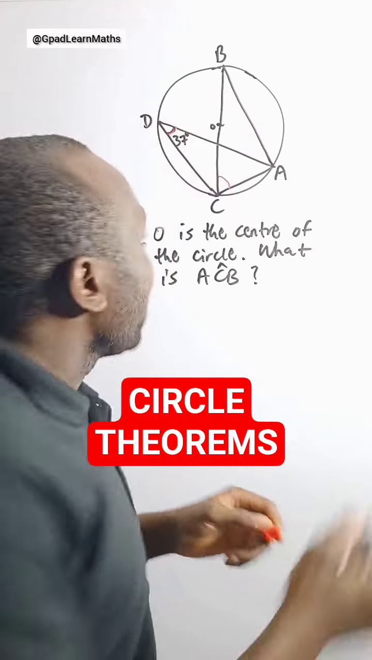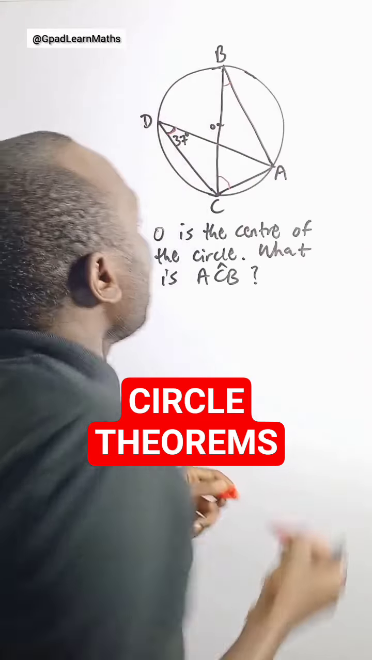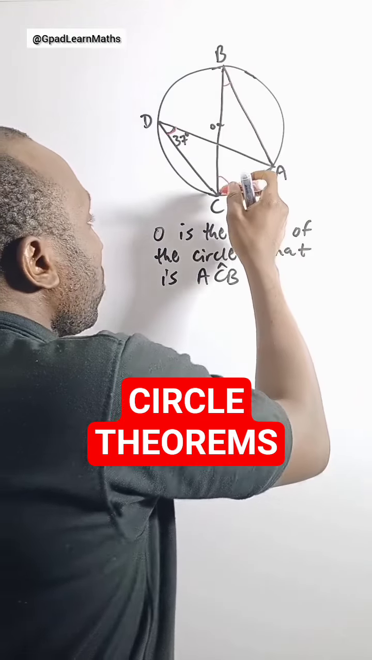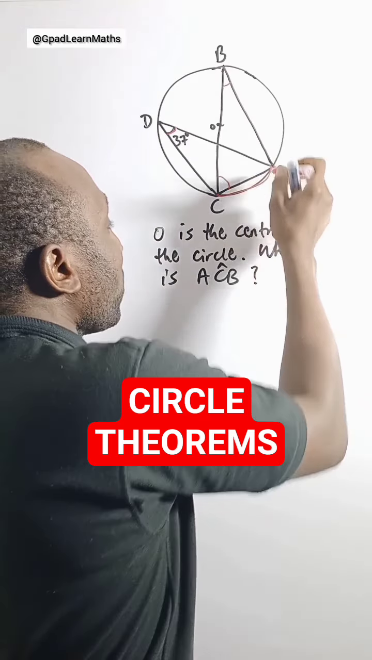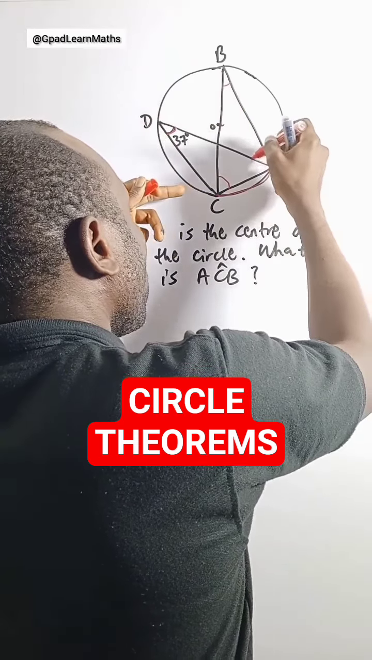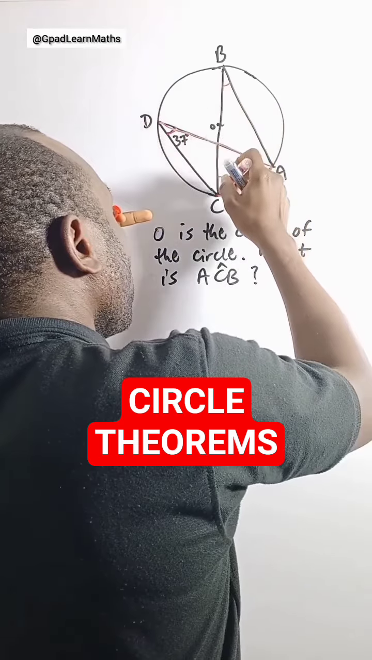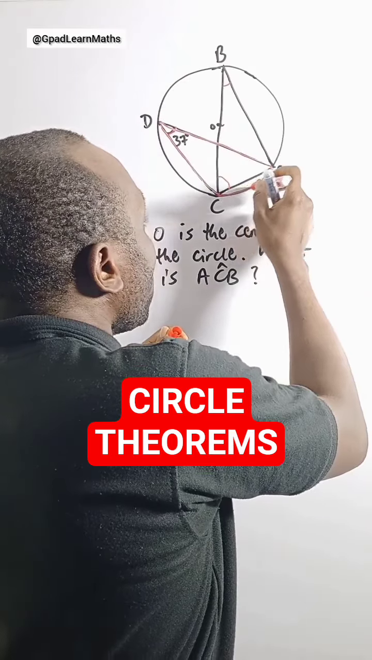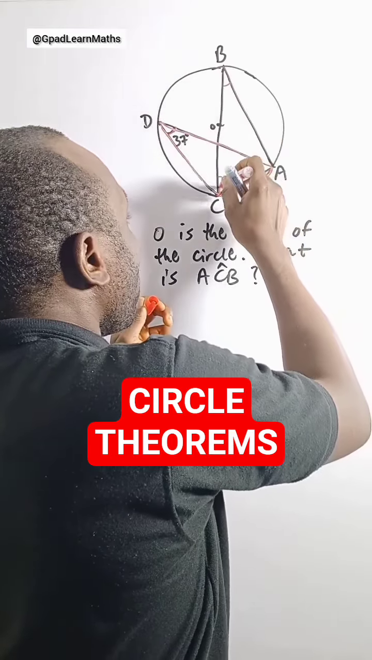Do you know that this is also 37 degrees? Let me show you how to know angles in the same segment. Look at this arc. This arc is the one that subtends this angle at the circumference. So you can trace it from here to here and from here to here. You see that? Now the same arc is responsible for subtending this other angle here.